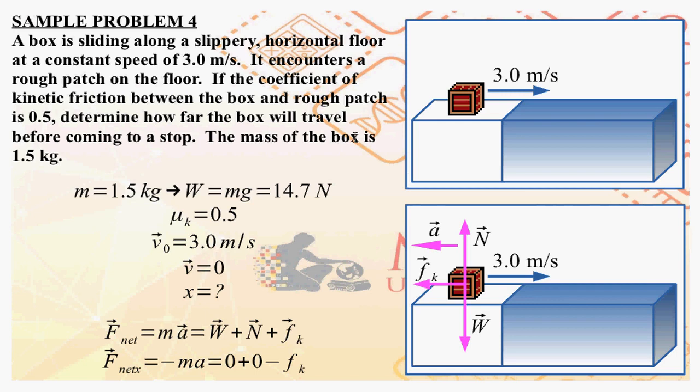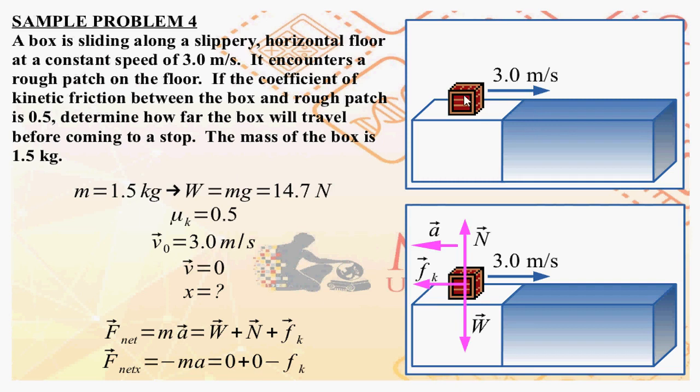The mass of the box is 1.5 kilograms. So, given M is 1.5 kilograms, knowing M, we can calculate the weight magnitude of the box, 14.7 newtons. The coefficient of kinetic friction is given as 0.5. And the initial speed of the box, when it starts moving on the rough patch, is 3 meters per second.